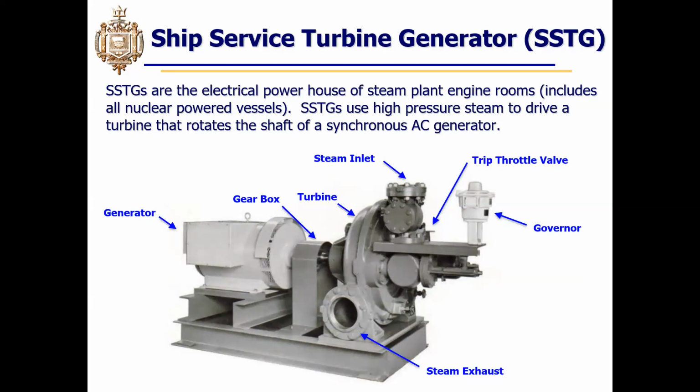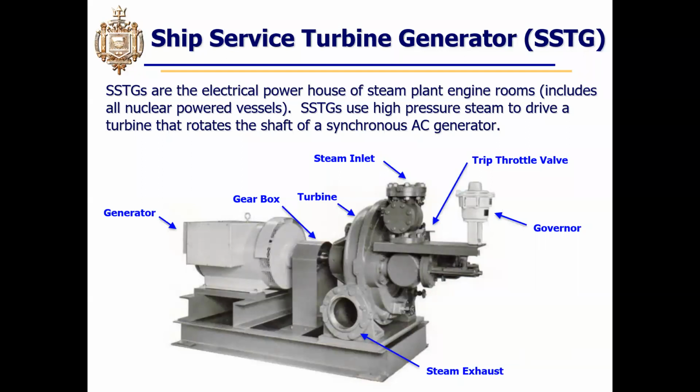A ship service turbine generator consists of a steam turbine. The steam turbine has an inlet, and the steam drives the turbine. It's a rotary turbine that drives a shaft, which drives a synchronous generator. The steam turbine is the prime mover. The amount of steam flowing through it controls the speed. Speed is controlled through the governor.